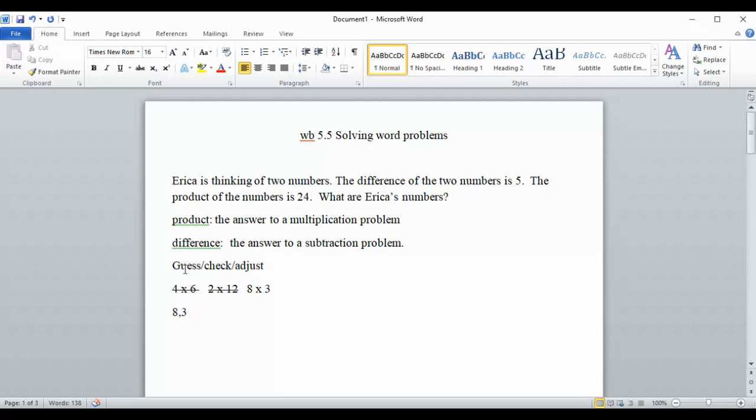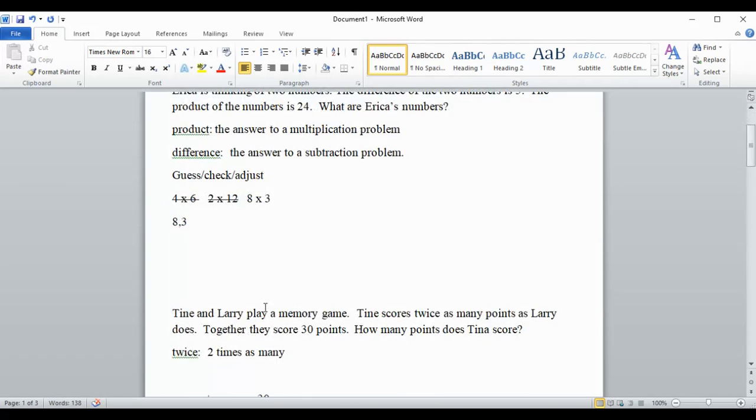So that's why I call it the guess, check, and adjust. I start off by guessing, then I check with my answers, and I adjust or change my answers as needed.